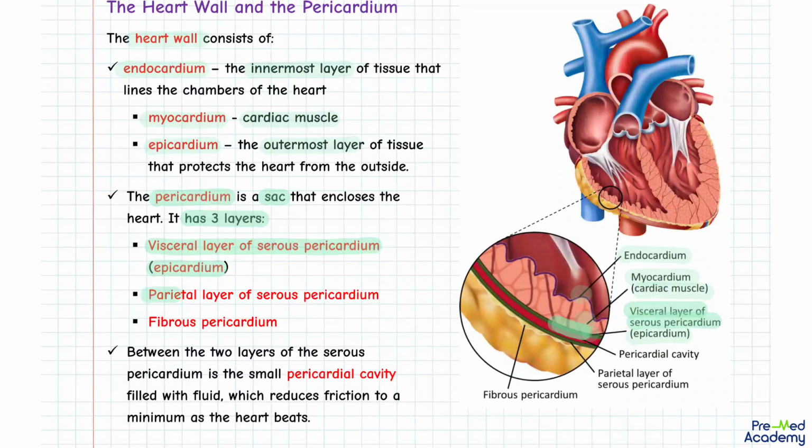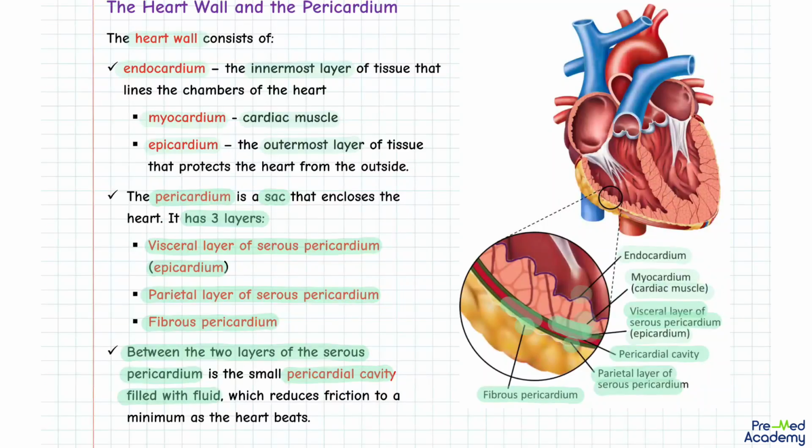Next we have the parietal layer of serous pericardium, shown here, and lastly, the fibrous pericardium, shown here. You may have noticed from the diagram that between the 2 layers of the serous pericardium is a small cavity, which we call the pericardial cavity. This cavity is filled with fluid, which reduces friction to a minimum as the heart beats.